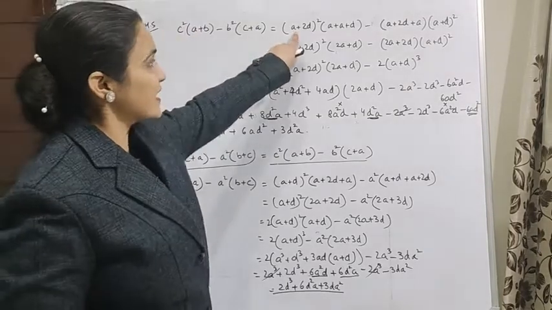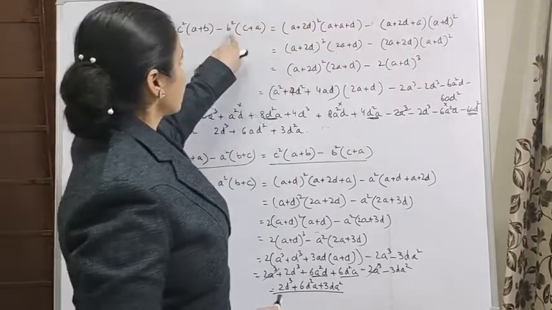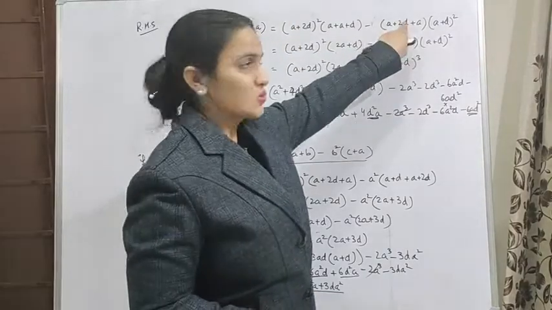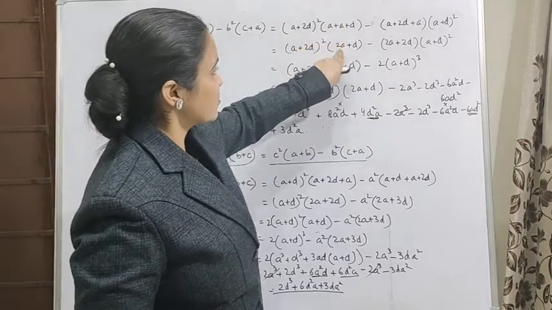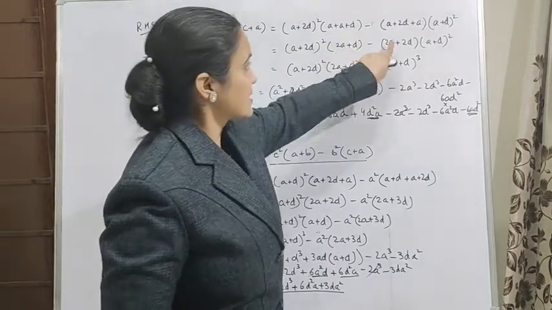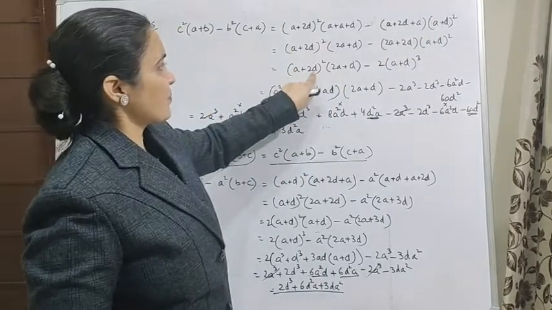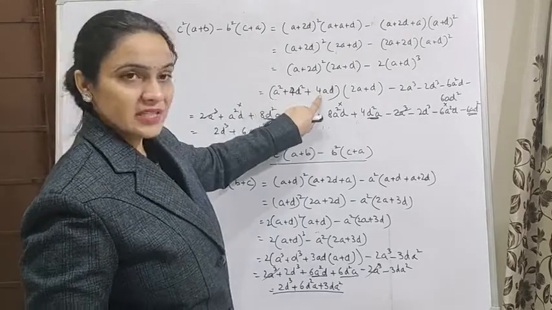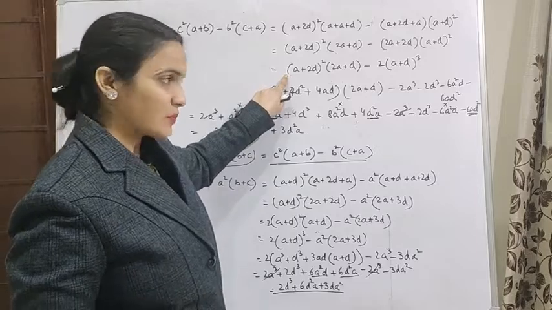Put value of c as a plus 2d whole square, b as a plus d, b square as a plus d square and c as a plus 2d. So this is a plus 2d square, this is a plus a, 2a plus d, this is 2a plus 2d, a plus d whole square. So we have a plus 2d whole square as a square plus 4d square plus 4ad. Formula of a plus b whole square is a square plus b square plus 2ab.